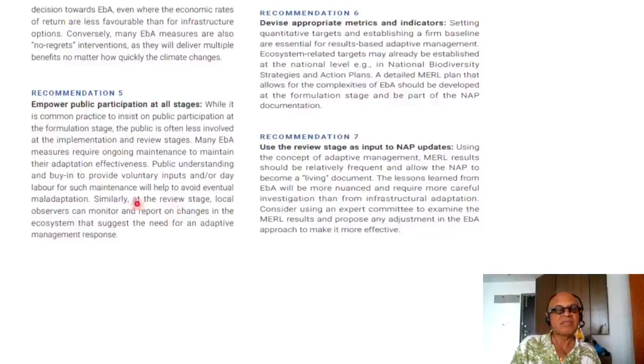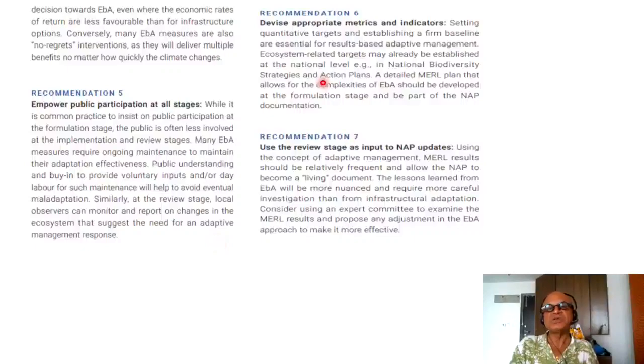Public understanding and buy-in to provide voluntary inputs and/or day labor for such maintenance will help to avoid eventual maladaptation. Similarly, at the review stage, local observers can monitor and report on changes in the ecosystem that suggest the need for an adaptive management response.